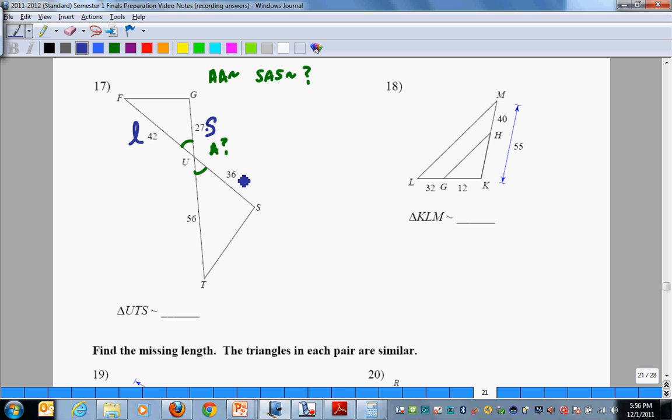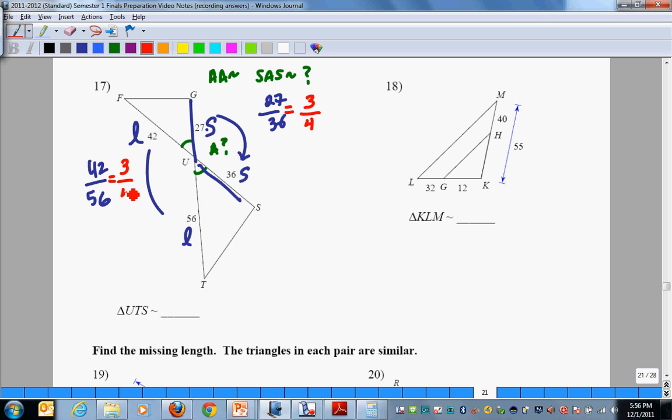other side, 36 is small, and 56 is long. So we have to match small to small. So that's going to be 27 to 36, and then long to long, that's 42 and 56. Let's check our ratios. 9 goes in here 3 times, 9 goes in here 4 times. 14 goes in here 3 times, and 14 goes in here 4 times.